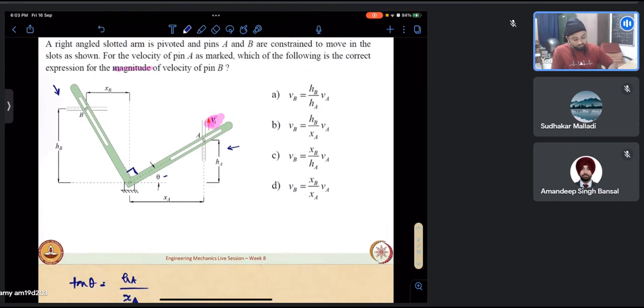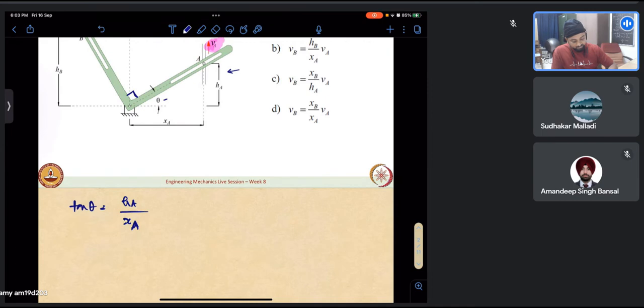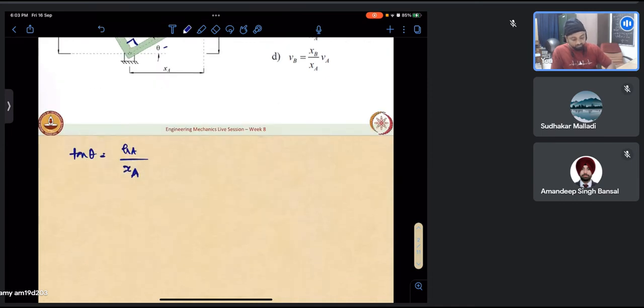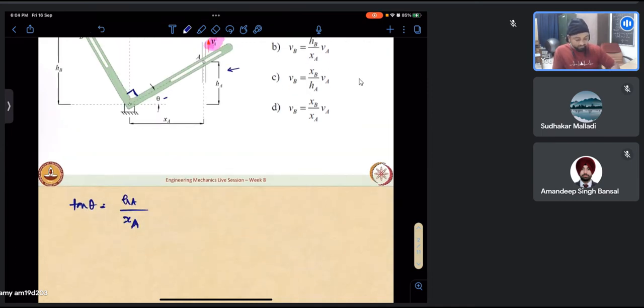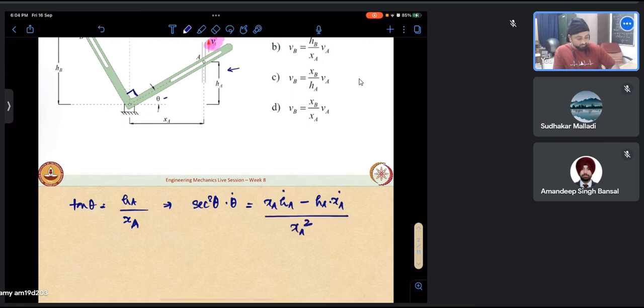If we were to differentiate this, tan theta is nothing but HA by XA. What will we get? We'll get secant squared theta into theta dot, which will be XA into HA dot minus HA into XA dot, by XA the whole squared.